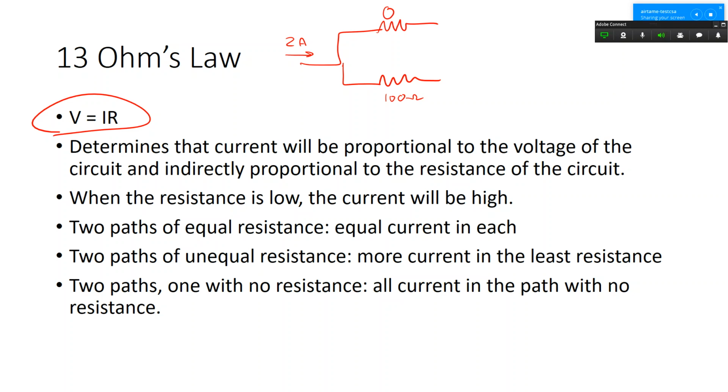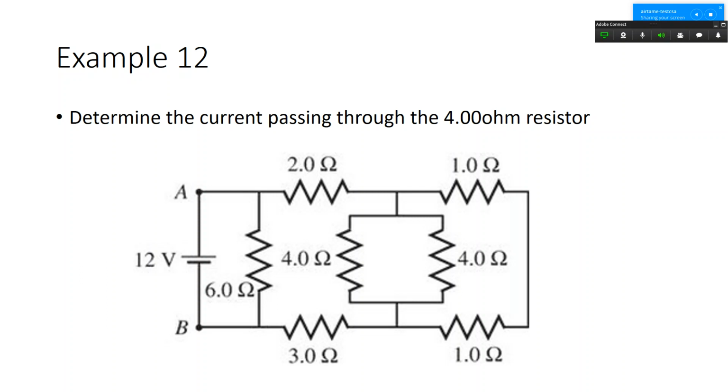Questions on this? Let's do that same problem that we did before. Try to find the current passing through this 4 ohm resistor. Go. So remind you that it was Req of 3 ohm.